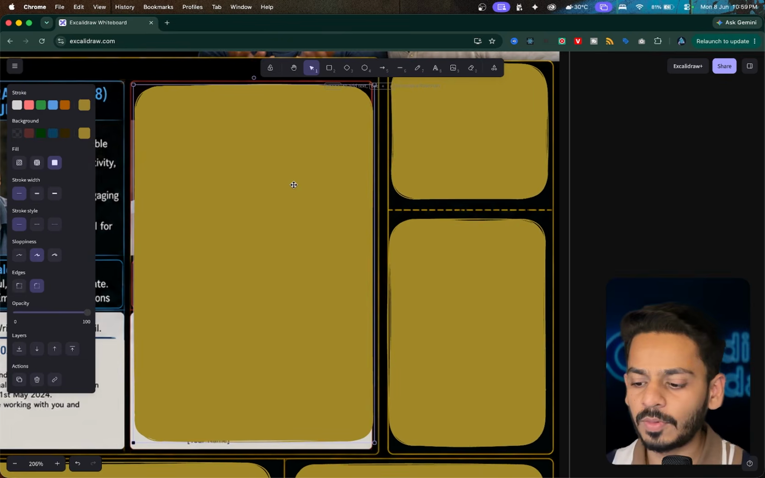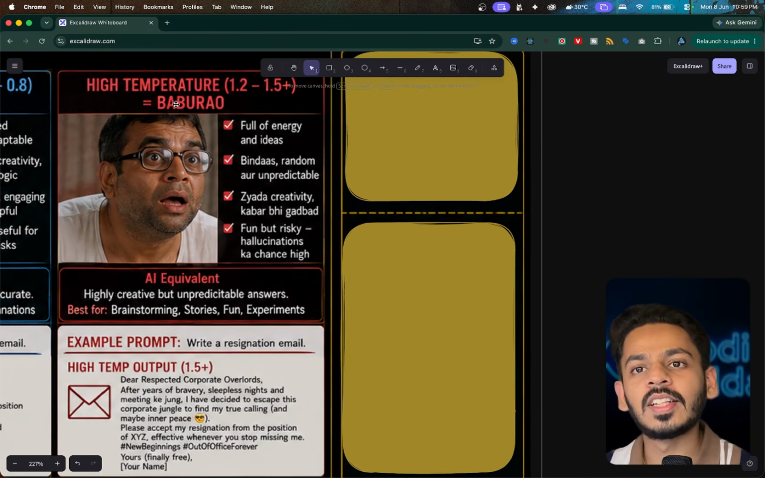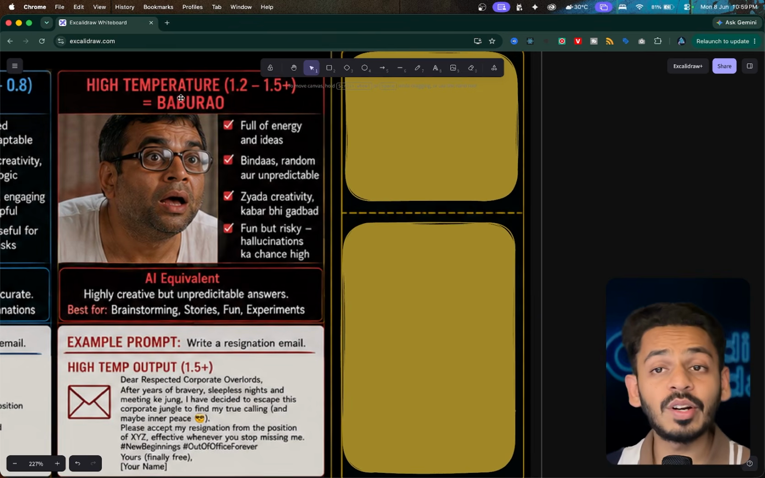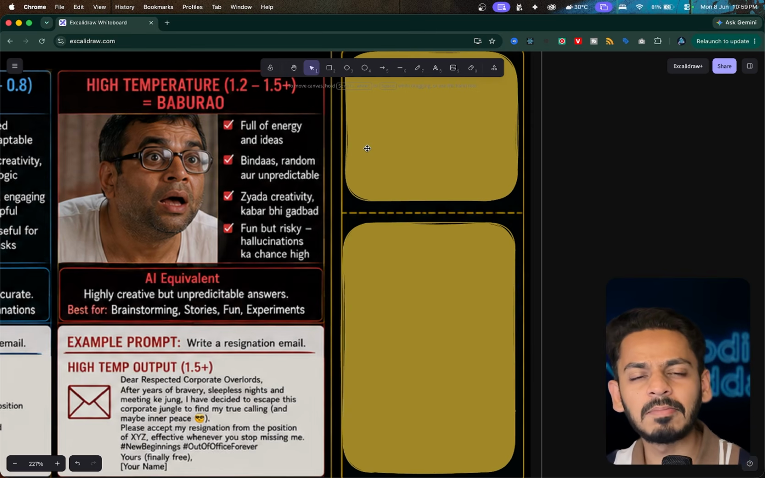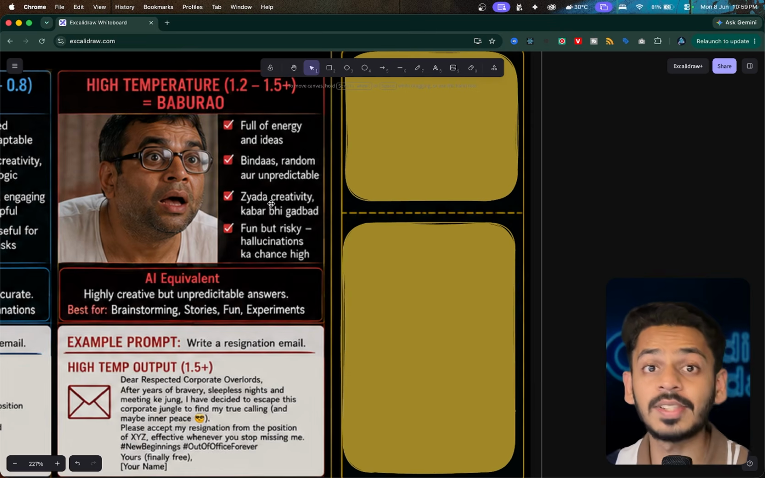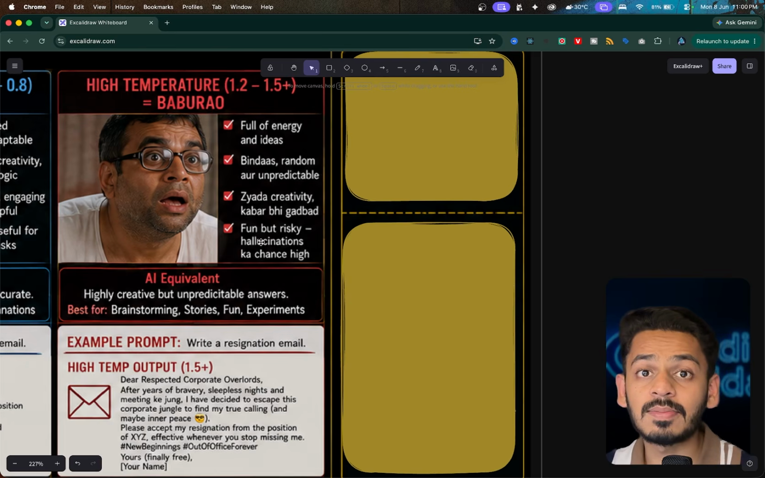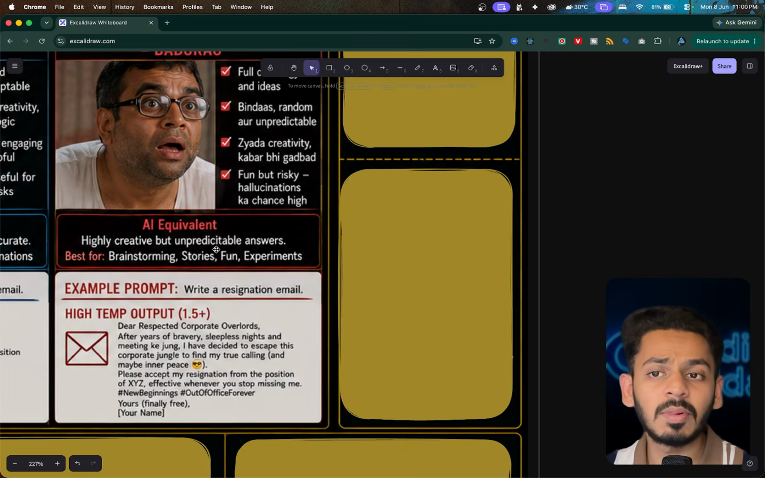And next we come to our favorite Babu Bhaiya, Babu Rao Ganpat Rao Apte. Here we have the temperature from 1.2 to 1.5. This guy is full of energy and full of ideas. He's very bindas, random, and unpredictable. You don't know what the next move will be. ज़्यादा creativity, कभी भी गड़बड़. Meaning it has a lot of creativity, but there are high chances of false errors or hallucinations, as we learned in the last one. Fun but risky. Hallucinations के chances बहुत high होते हैं यहाँ पे. The AI equivalent here is highly creative but unpredictable answers. Best for brainstorming, stories, and fun experiments.